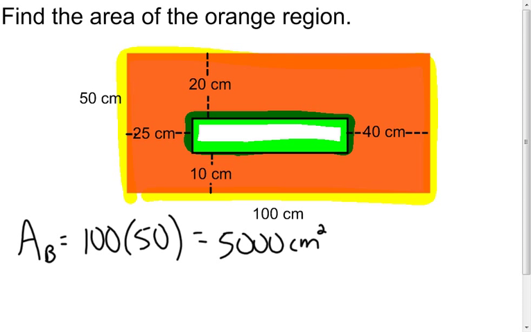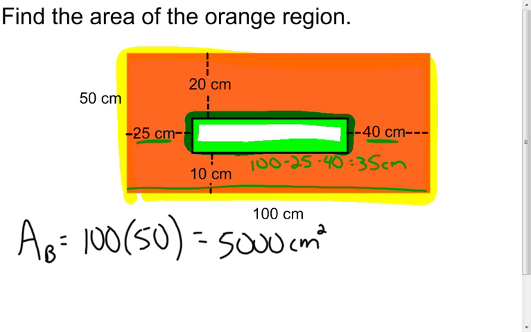Now I need to find the area of the smaller one. Well, this is going to require a little bit of work before, because I don't know the length of the base and I don't know the length of the height. I do look here and I know that this distance is 40, I know this distance is 25, and the whole thing on the bottom here is 100. So if I take the 100 and I subtract out the 25 and I subtract out the 40, I'm going to end up with 35 centimeters for the length of that base on the bottom.